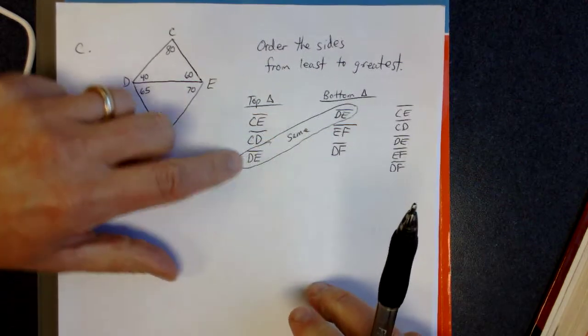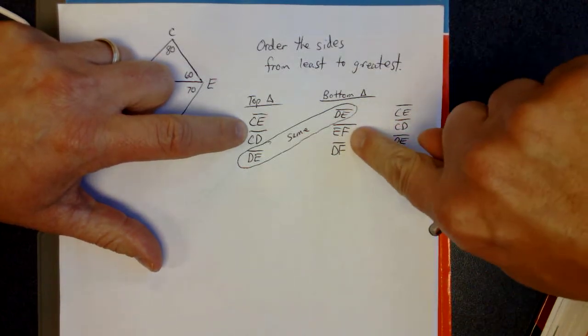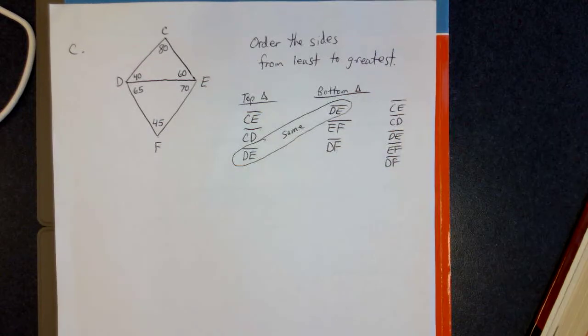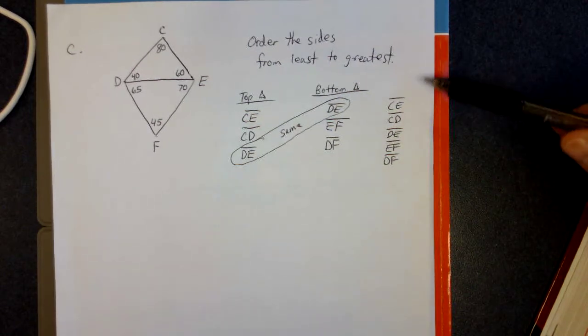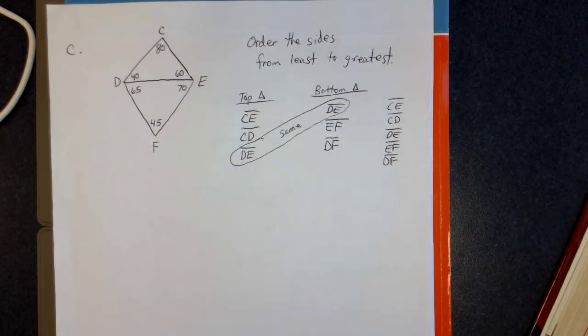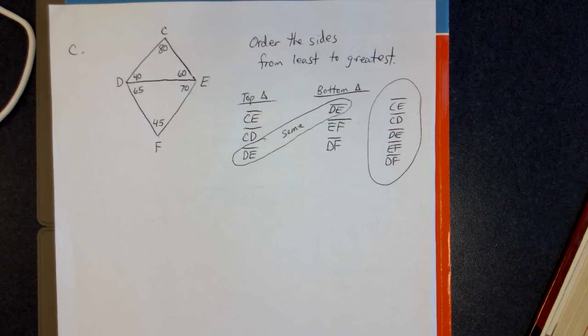So that DE falls right in the middle. Those two were the same. These two are smaller than DE. These two are longer than DE. So these two go above DE, these two go below DE. And there's your order from least to greatest. CE would be the shortest side, DF would be the longest side. So this is the answer we're looking for right here.